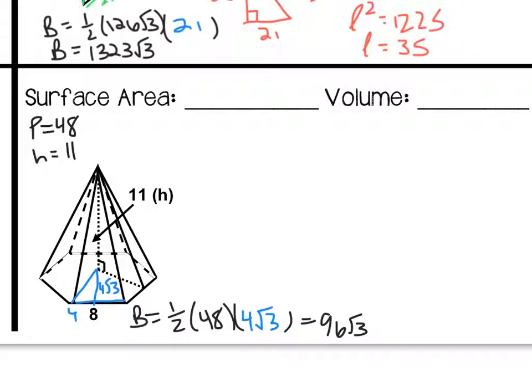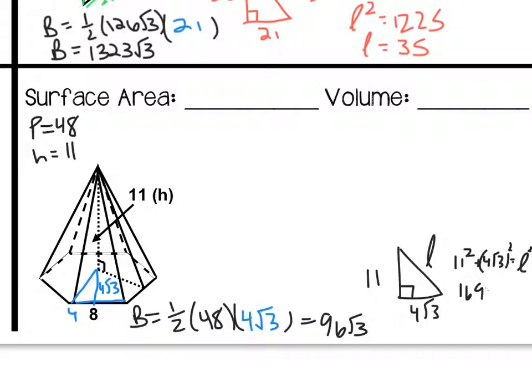Okay. And so now I know my apothem is 4 square root 3. We need our slant height, and my regular height is 11. So 11 squared plus 4 square root 3 squared, can I make it equals L squared? Sort of, kind of. All right, with a calculator, because calculator is your best friend right now, we're going to get once again that this L squared is 169, so my slant height is 13.